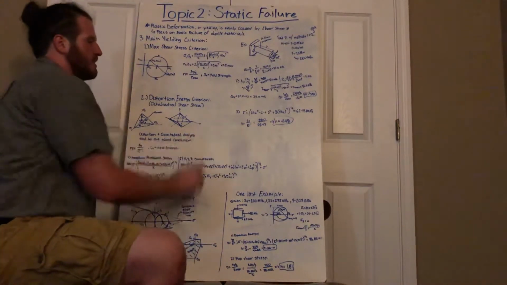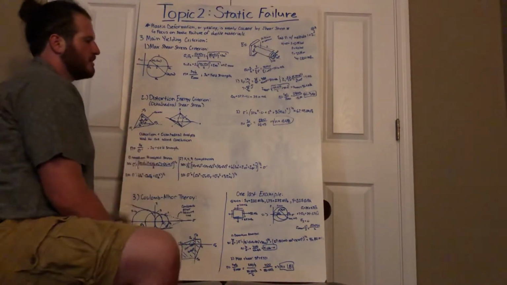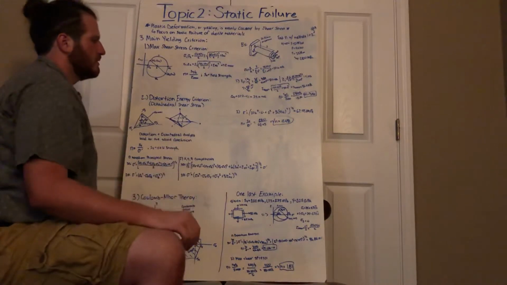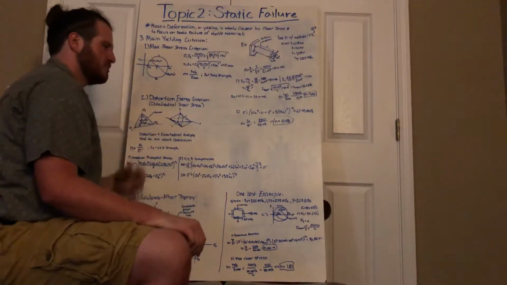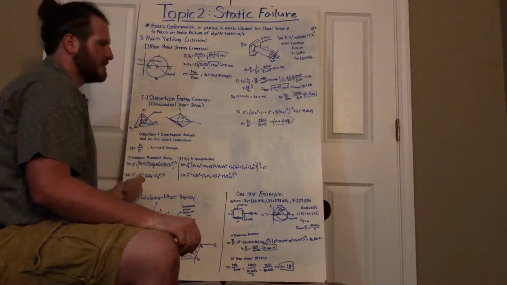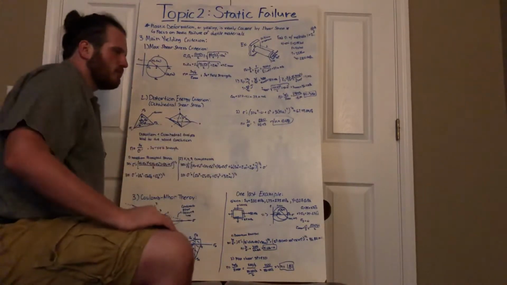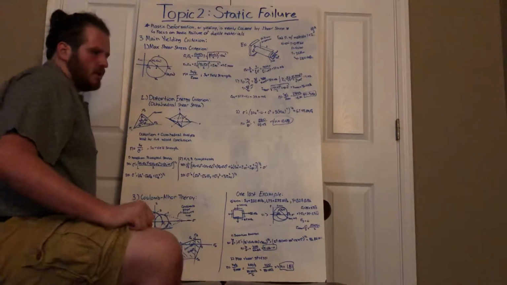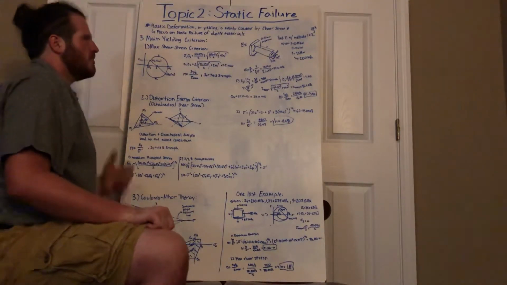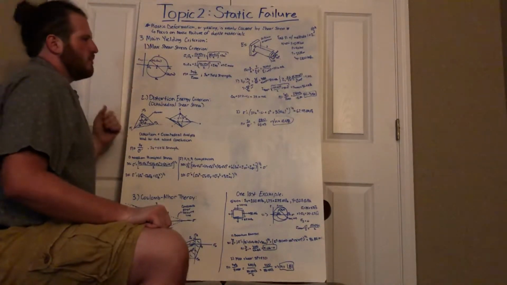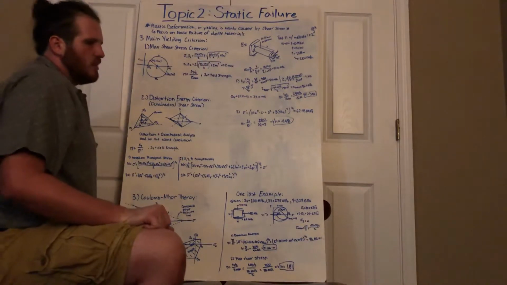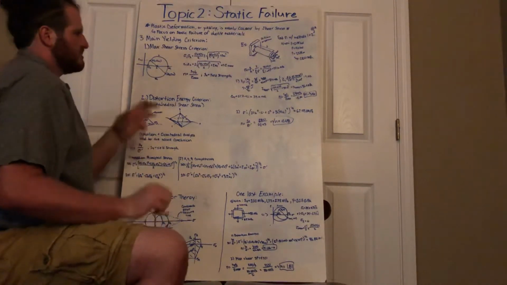And to find our factor of safety, we divide our yield strength by that sigma prime. So it'll be 280 megapascals divided by 62.43 megapascals. We get a factor of safety of 4.84. Now, you may be asking, what's the difference between them, or why do they have different results? Well, it's because they're looking at it from different perspectives.